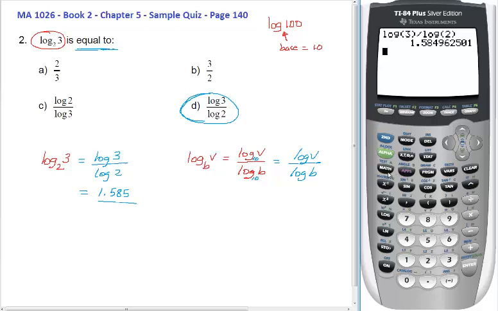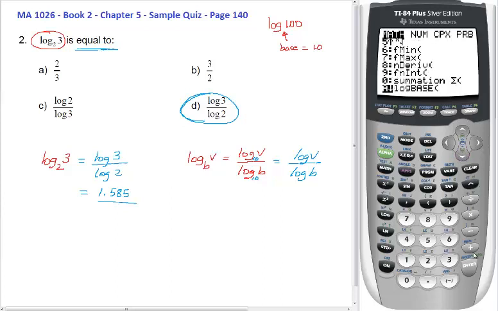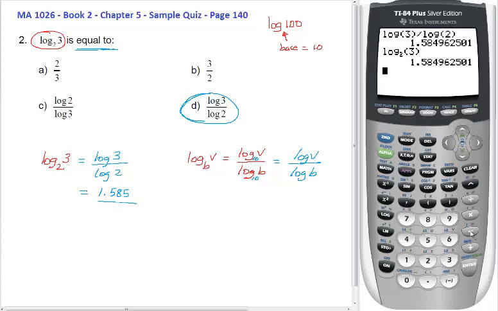Now there is a base button on your calculator other than 10 if you have the new version of the software. So going back to the calculator, we didn't have to do it that way. We could have done it this way. Under math, if you scroll down to A, which is log base, we can put in the base, so we don't have to use our log button. Now we're doing log base 2 of 3, and watch what we get for the answer. Exact same answer. So log base 2 of 3 is equal to 1.585.